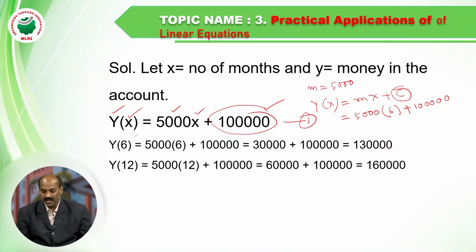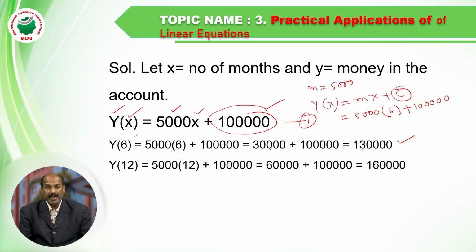1 lakh 30,000 will be available in Reddy's account after 6 months. Similarly, if you put x equal 12, that means after 12 months, what is the amount in the account?